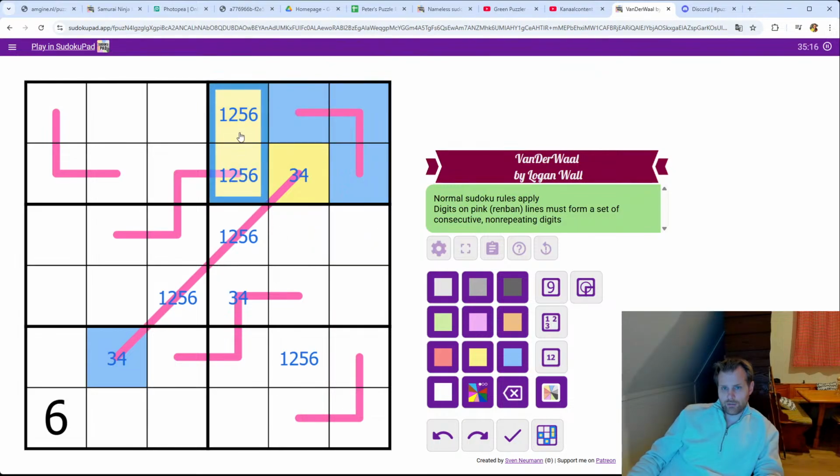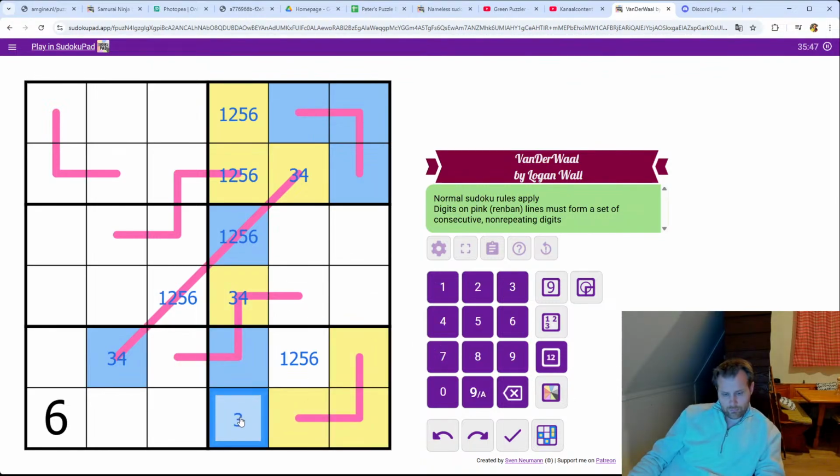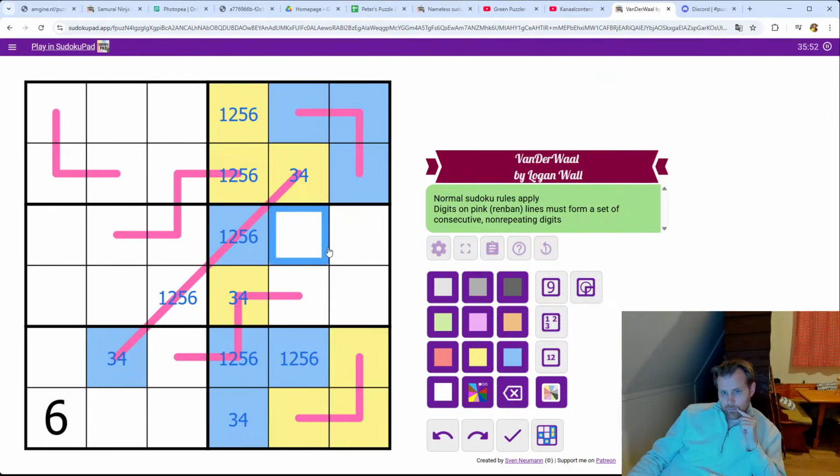So this is either 5, 6 or 1, 2. So this is blue. So this one must have a blue on it. The 1, 2 or the 5, 6 is then blue. So this must be yellow. And we said that this one is the same. So this is the 3, 4 and this is the 1, 2, 5, 6 and this is blue as well. Okay.